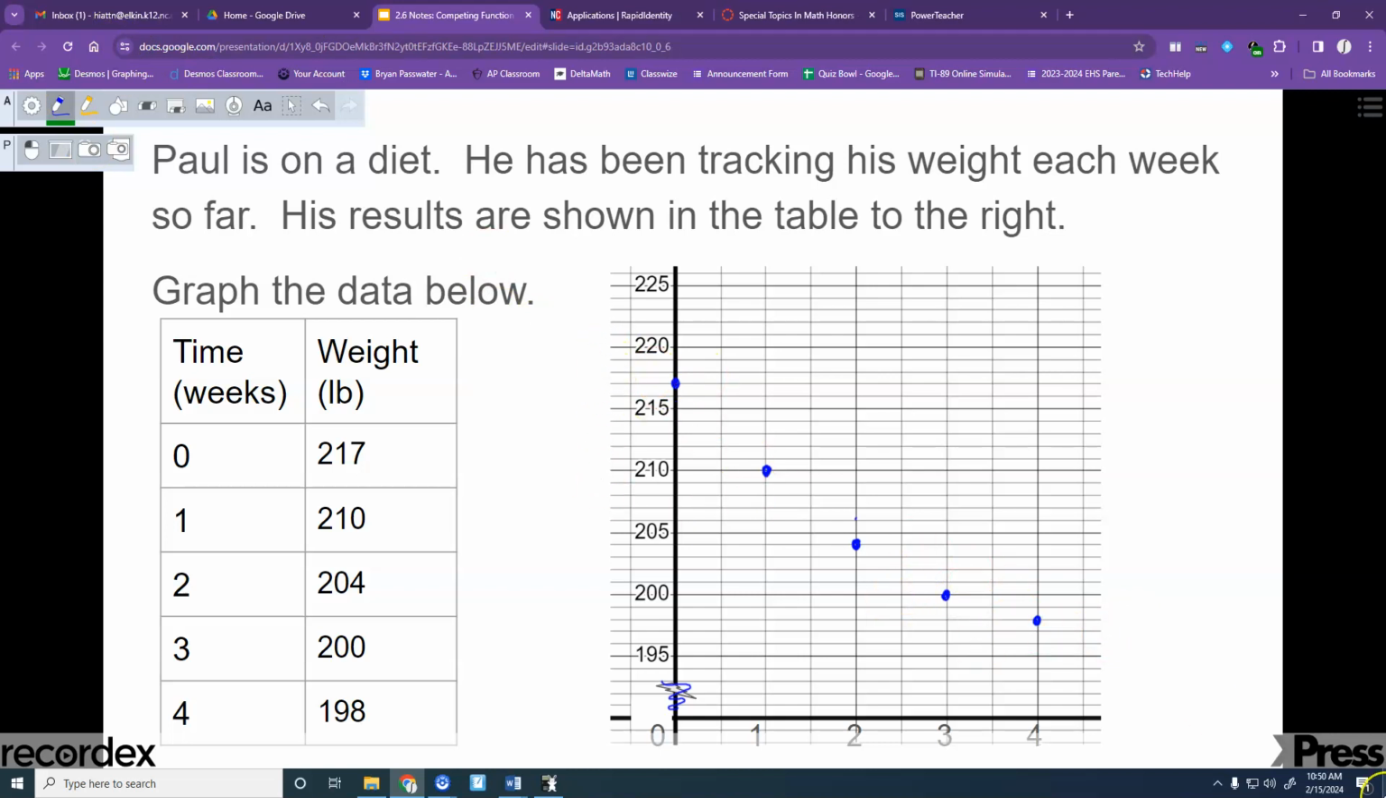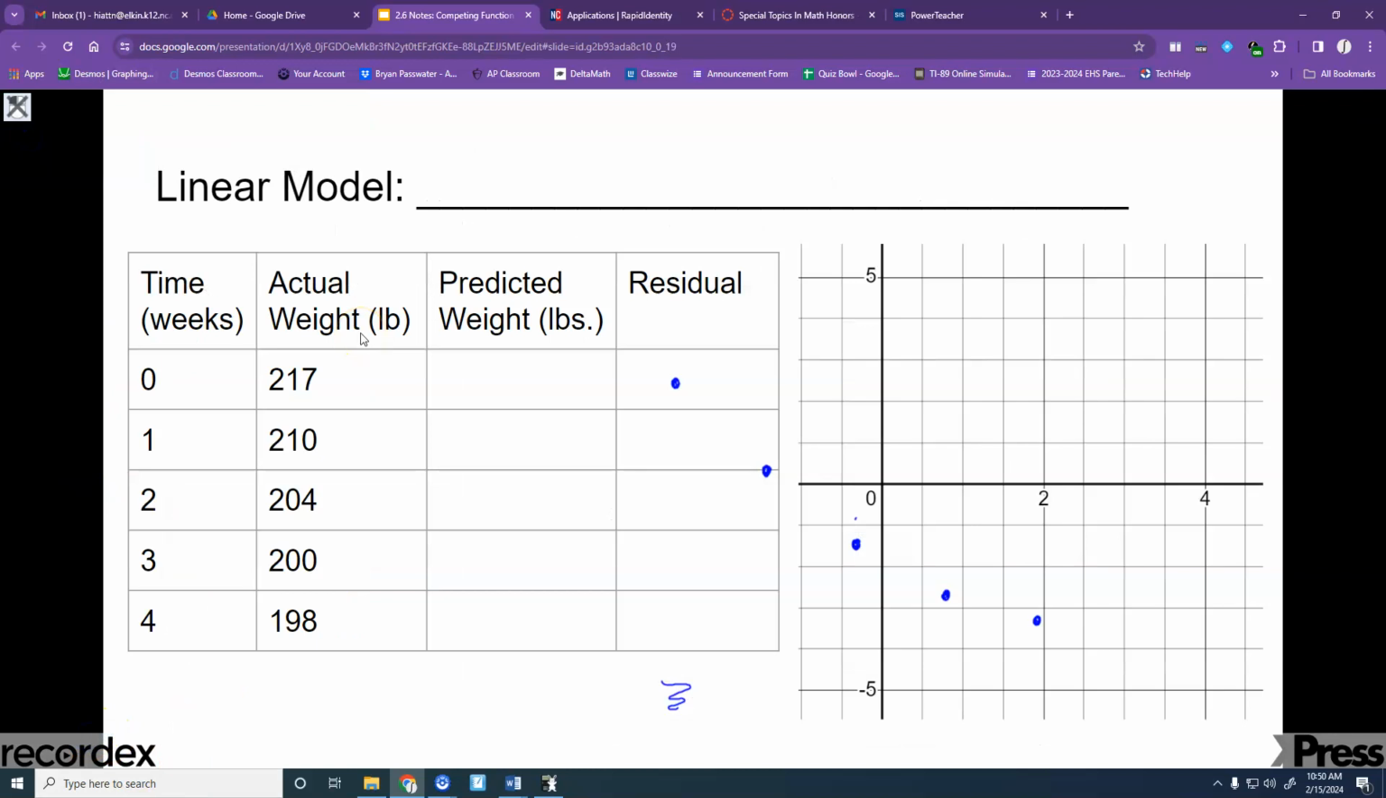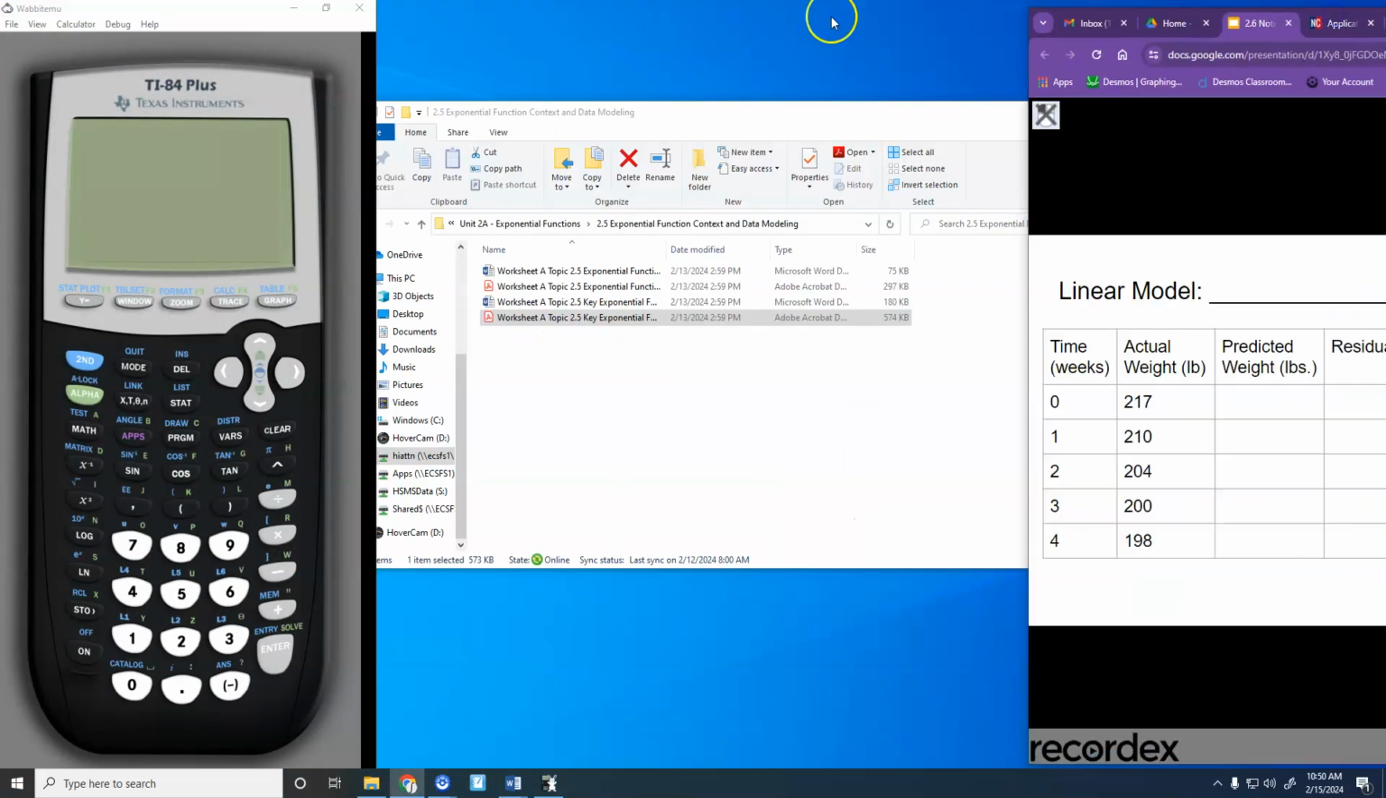Is linear going to be far off? Not way far off, but it does look like there's a little bit of concavity here. So I'm thinking maybe linear might not be as good. So one thing we can examine for this is called a residual plot. So let's look at how to make a residual plot. So we are going to do all three, linear, quadratic, and exponential. So the first thing we are going to do is go to our calculator and put in this data and get a linear model.